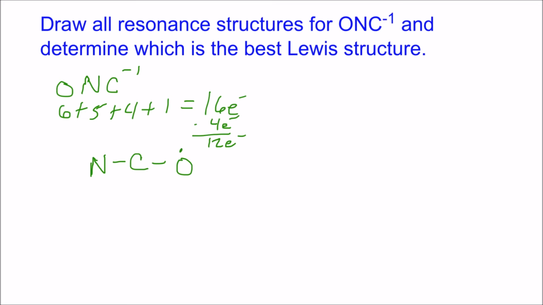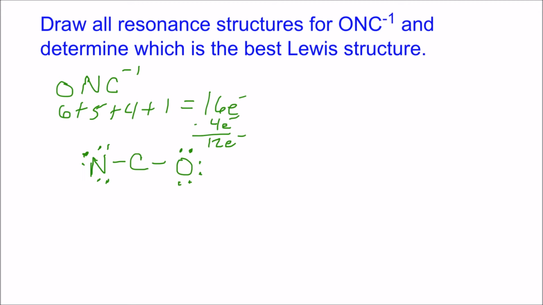So we've got 1, 2, 3, 4, 5, 6, and then 7, 8, 9, 10, 11, 12. Okay, now we need to check the octet. So we've got 2, 4, 6, 8 around nitrogen. We've got 2, 4, 6, 8 around oxygen. And we only have 4 around carbon. So we need to shift some electrons in order to get our octet met.